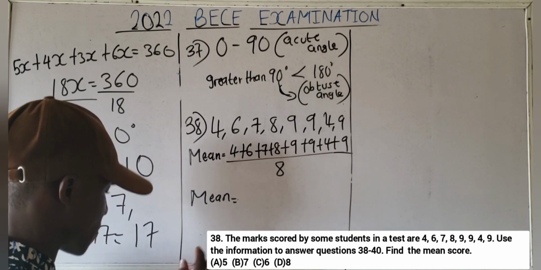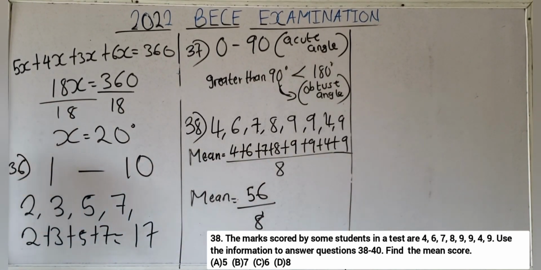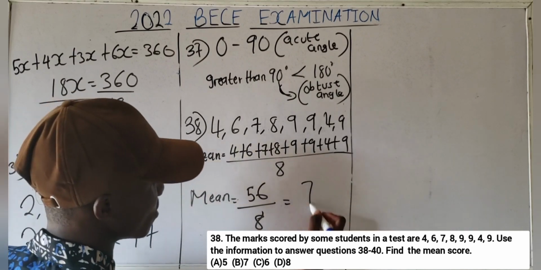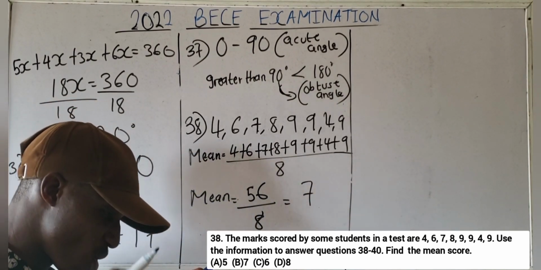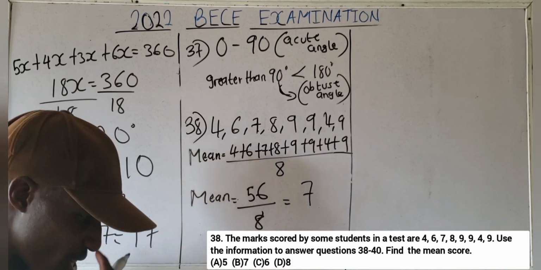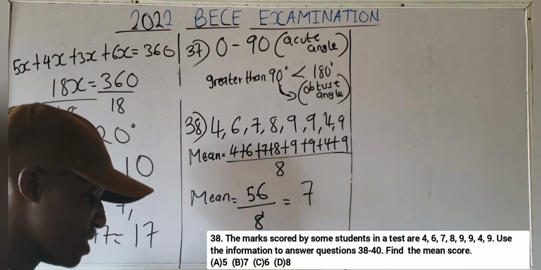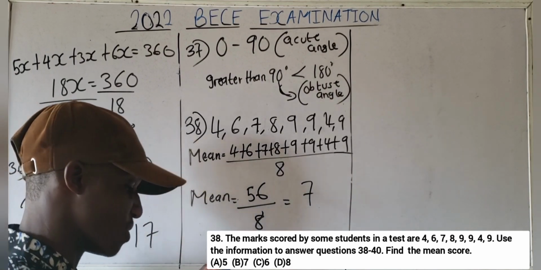So we're going to have 56 all over 8, okay? Now, 56 divided by 8 will give us 7, you understand? Because 7 times 8 will give us 56, okay? So the mean is 7. So let's check the right option. The right option there is option B, you understand? For question 38, option B is the right option, that is 7, okay?